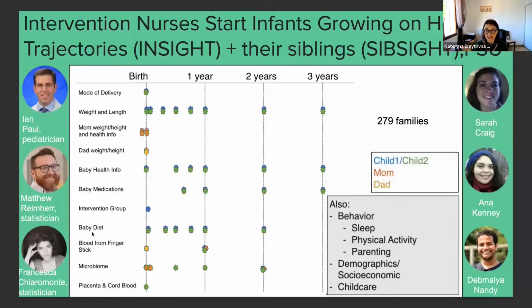So I really needed help from statisticians, and 2 statisticians were on the team for this study. And also several graduate students and postdocs, Sarah and Anna and Dipmalia. So all of them contributed to this study.